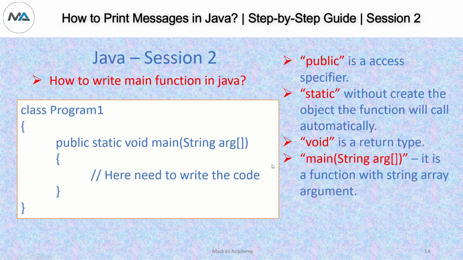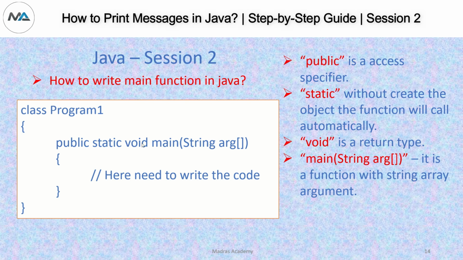Okay, and main is a function with the string array argument, we need to write it. So this is a predefined function. Without this main function we are not supposed to write the code. Like this way we need to create the main function, inside the class only. Without a class, if I create the main function, the code will not execute. It will display the error message.